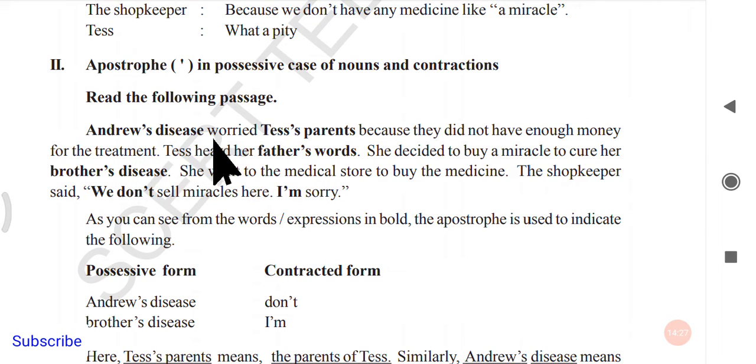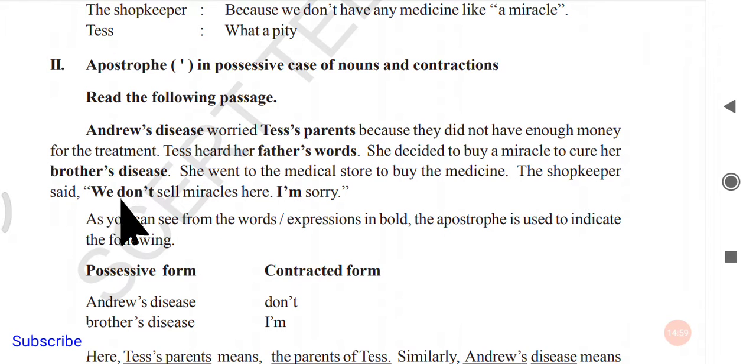Andrew's disease worried Tess. You need not call it Tesses. Don't call it Tesses, it is only Tess. You can prolong it a little bit, but not Tesses. Tess's parents, because they did not have enough money for the treatment. So Tess heard her father's words. She decided to buy a miracle to cure her brother's disease. She went to the medical store to buy the medicine.